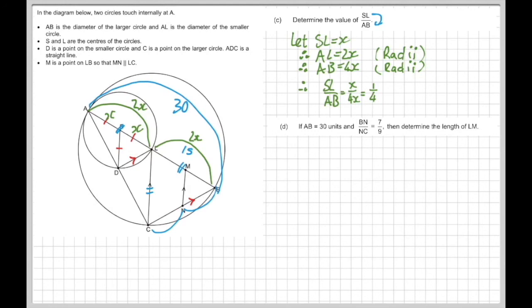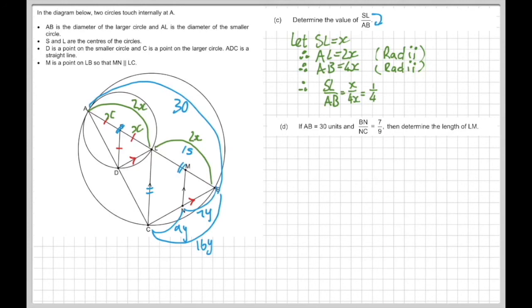Now I go towards BN and NC. Because they're working with ratios, I'm going to bring in Y instead of X because I've already used X at the top. So I'm going to say that BN is 7Y and NC is 9Y. Now, looking at that little triangle, I've got LB, which is the longest side. So let's look at what BC is. BC is 16Y. That's simply 7Y plus 9Y.